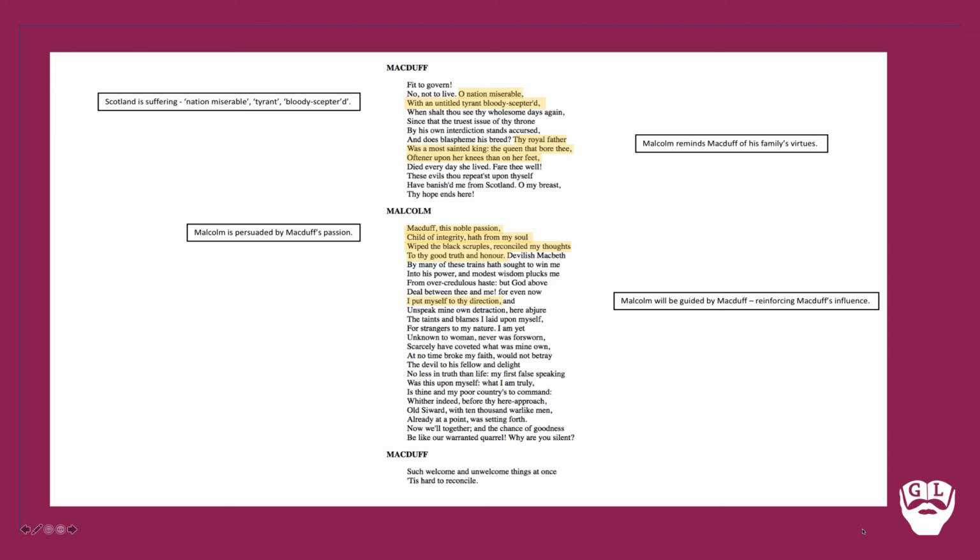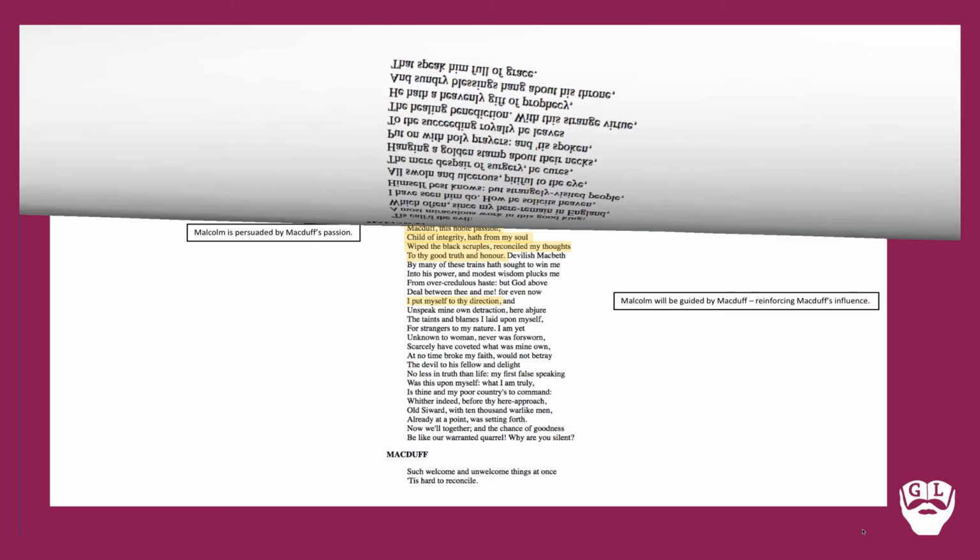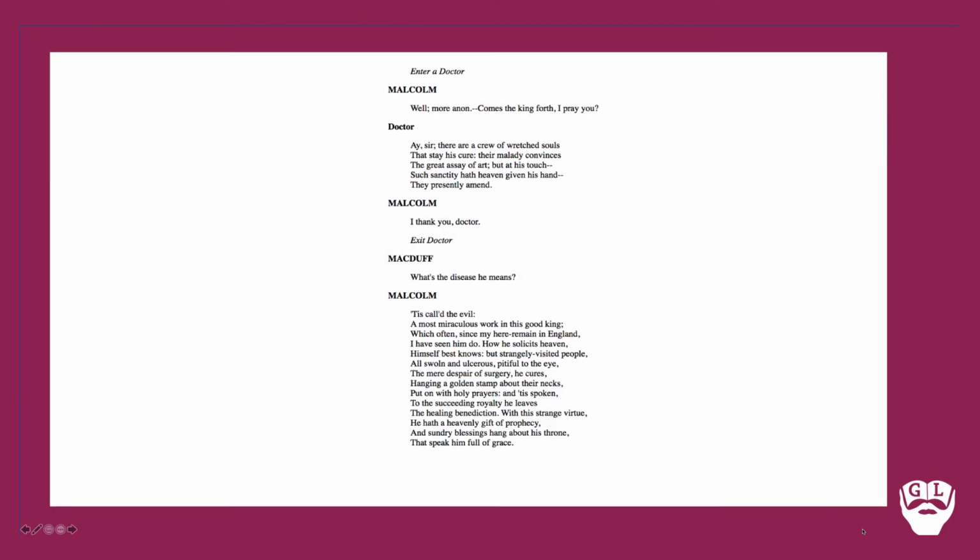Continuing here, a doctor enters, now Malcolm is persuaded, and they comment on the King of England at this point, and the doctor says, "At his touch, at the King of England's touch, such sanctity hath heaven given his hand, and they, the ill, wretched souls mentioned earlier, presently amend. And sundry blessings hang about his throne that speaks him full of grace." Here Malcolm and the doctor comment upon the holy qualities of the King of England, a direct contrast to Macbeth and his evil tyranny that he is ruling over the land, and how a king has to be holy.